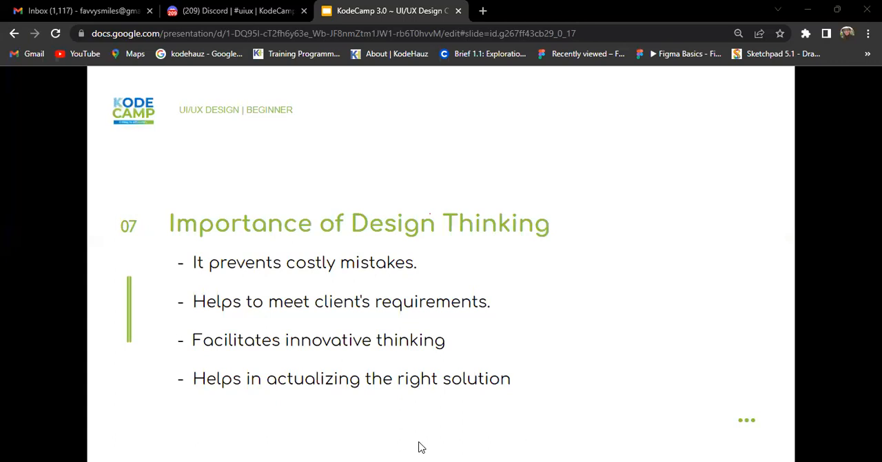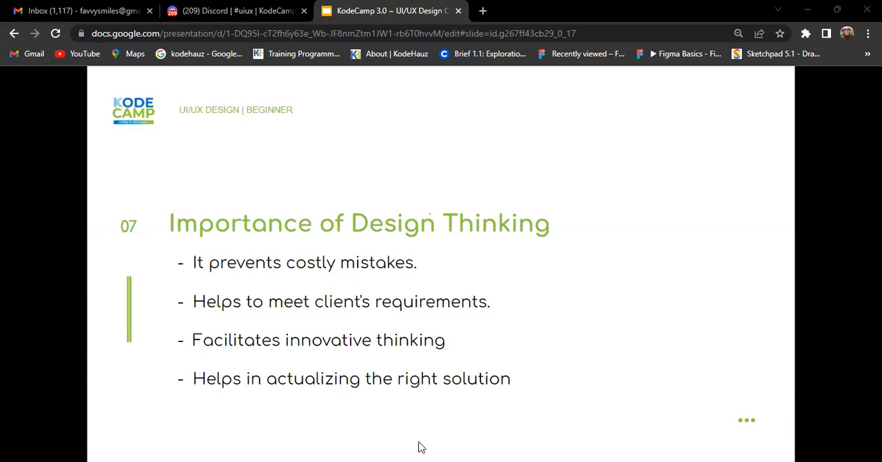What would they like to see on this product? At the end of the day, my client is going to be very impressed because I am going to meet his requirements. I'm going to give him exactly what he actually asked for. So that's what design thinking does. Number 3, we have it facilitates innovative thinking.